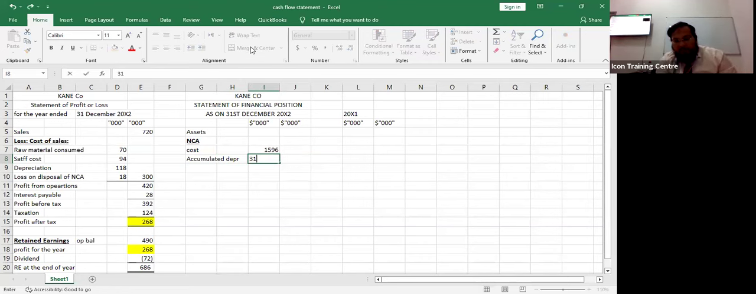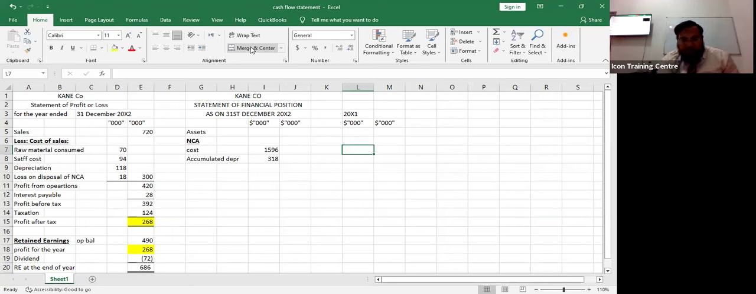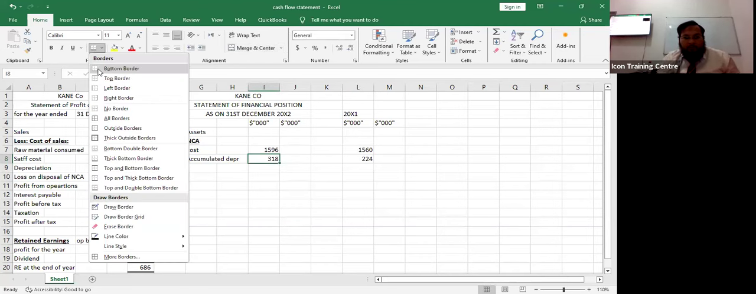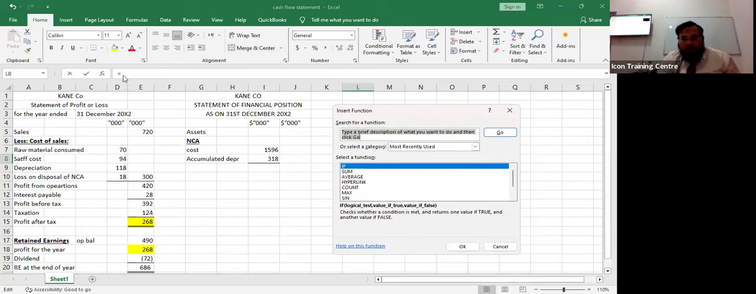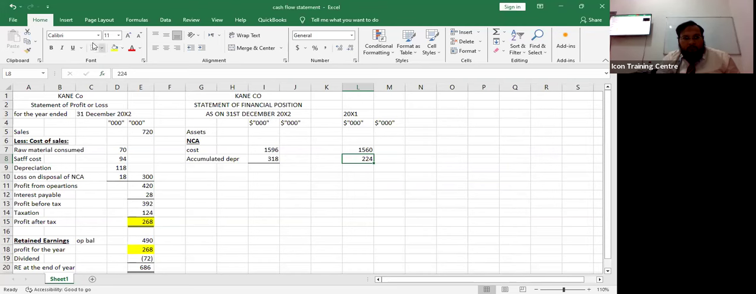318. So in the previous year, we have cost 1560, and the depreciation was 224, right? So here we put this minus this, because we have to subtract accumulated depreciation from the cost.